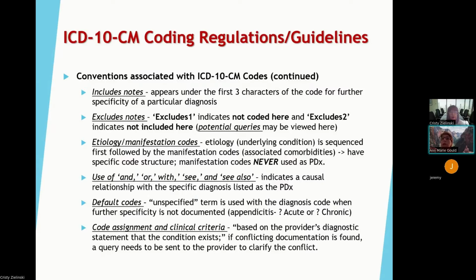Now, the use of and, or, with, see, and see also indicates a causal relationship with a specific diagnosis listed as the PDX. So you can capture all of these additional codes with that particular verbiage by the provider. Now, your default codes: an unspecified term is used with the diagnosis code when further specificity is not documented. Like appendicitis, for example: the doctor wrote appendicitis to undergo appendectomy. Well, is it acute or chronic or what? So that's when it defaults to appendicitis, unspecified.